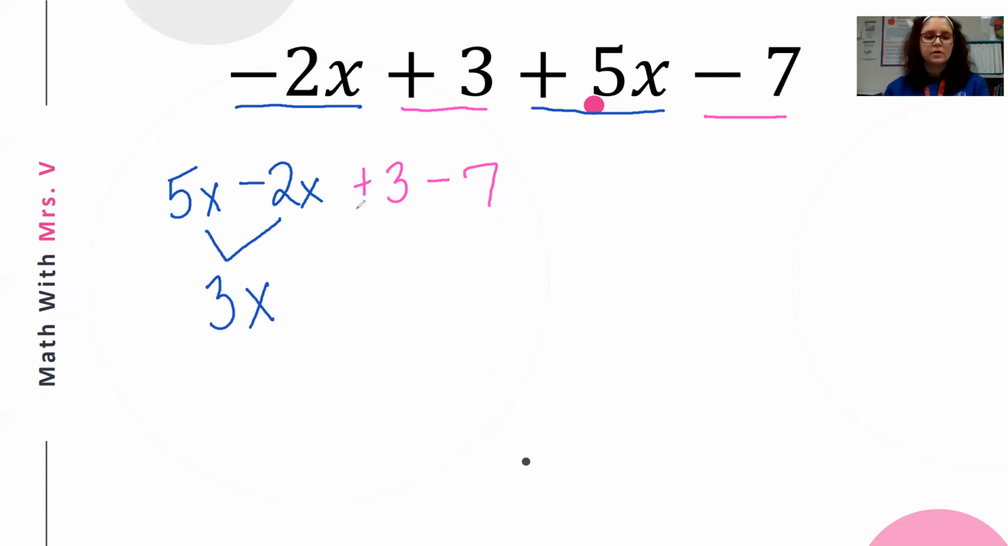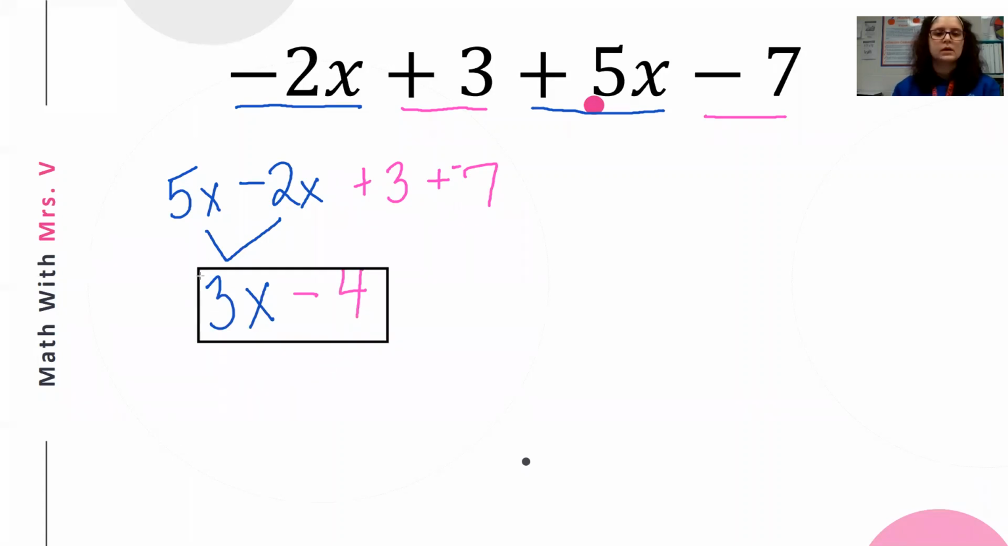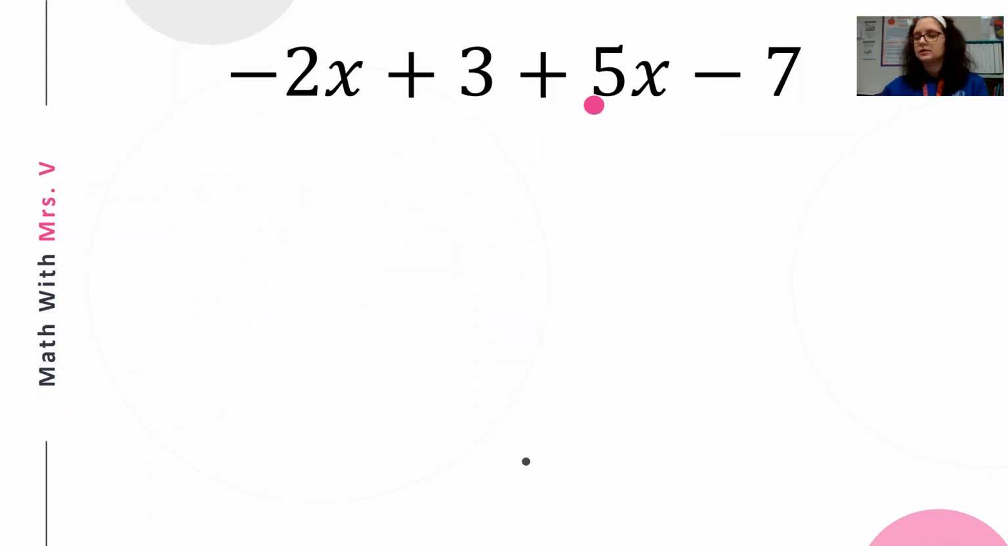And then we have 3 minus 7. 7's greater than 3, so I'm going to use my additive inverse, or change my subtraction to addition, and my positive 7 to a negative. 3 plus negative 7, I have different signs. That tells me to subtract. 7 minus 3 is 4, and I have more negatives, so the answer to this is a minus 4. So 3x minus 4 is my final and complete answer. Let's go on to look at another example.